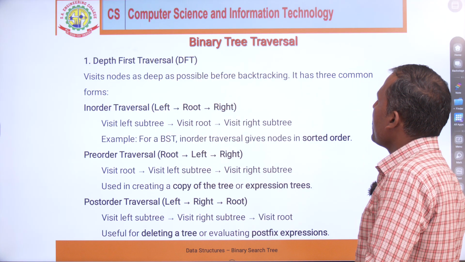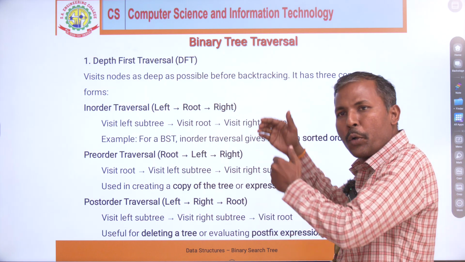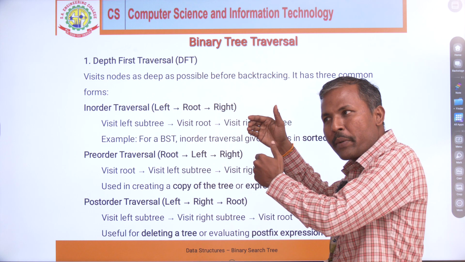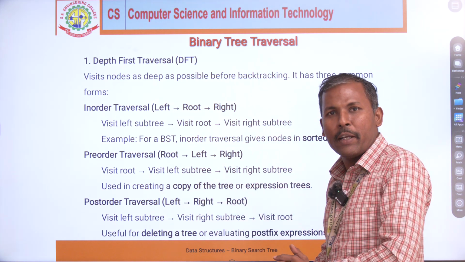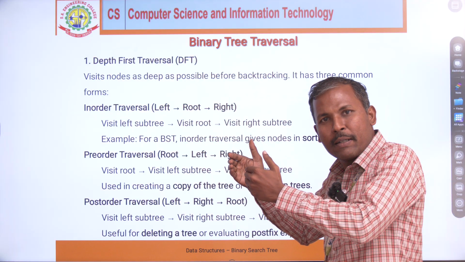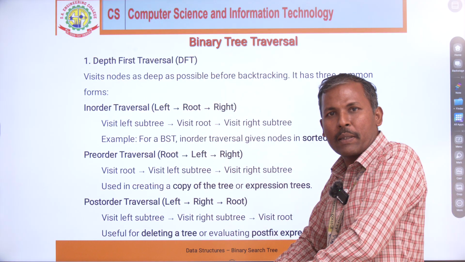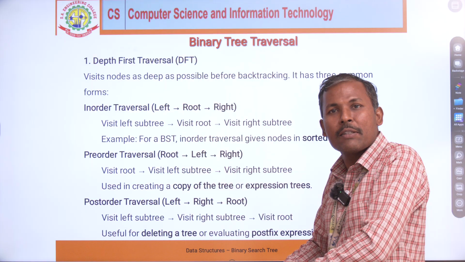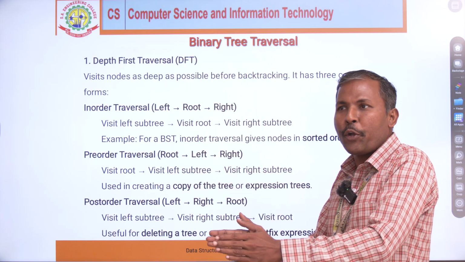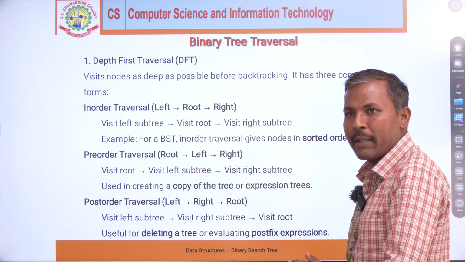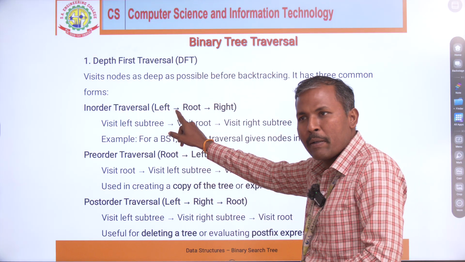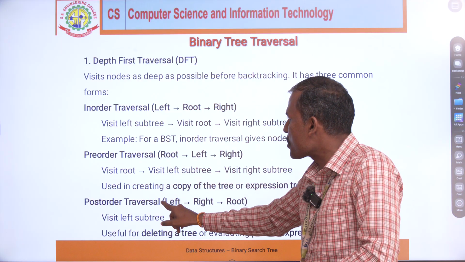Fine. So depth first traversal: visit nodes in a binary search tree as deep as possible before you backtrack. Nodes have to be visited as deep as possible; that is what is called depth first traversal, before you do your backtracking. So it is of three types: in-order traversal, pre-order traversal, and post-order traversal.